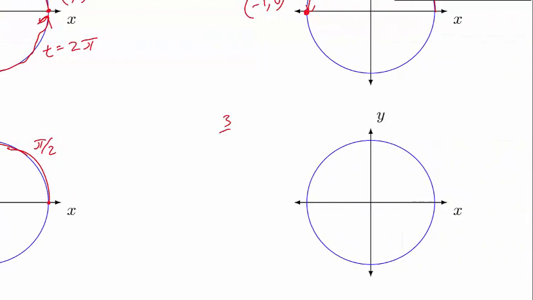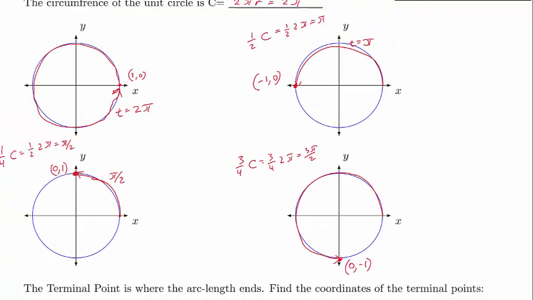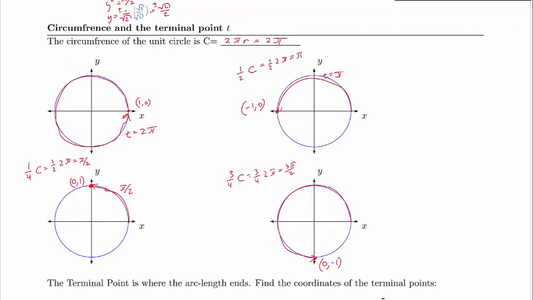Now what about 3/4 of the circumference? Well, that's 3/4 of the way around the circle. And so we have 3/4 of 2 pi, which is going to be 3 pi divided by 2. And so now we go around 3/4 of a full rotation around the circle. That puts us right there. And what's the terminal point right there? Well, that's going to be an x-coordinate of 0 and a y-coordinate of -1. Alright? So there it is.